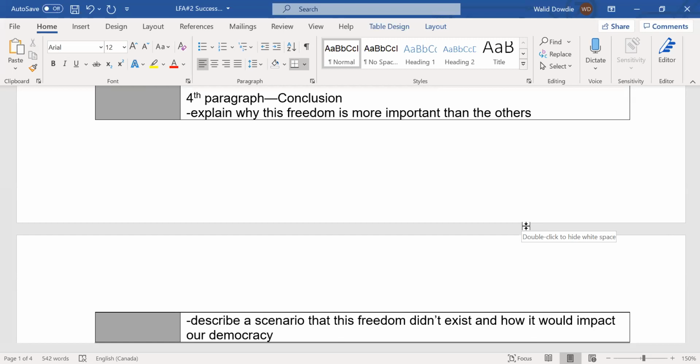Okay, so that is the example of what I would do for that situation. You repeat in the last paragraph what you've proven, and then you say if that freedom didn't exist, this is how it would impact the society. And remember, the argument you're making is that one is more important. Our Charter says without these four, you can't have a democracy, right? You can't have it if those rights aren't protected.